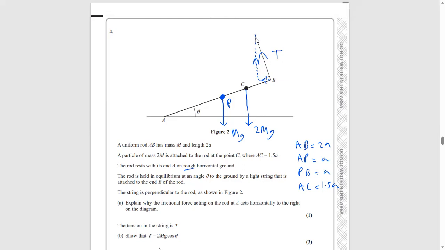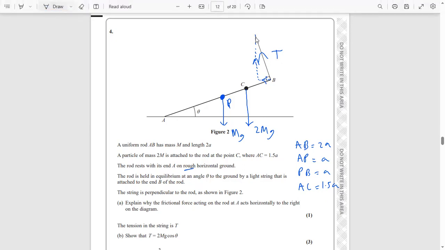Now let's think about our horizontal forces. We've got friction, which is obviously a horizontal force. Friction is acting on the surface, on the ground, horizontally. The only other horizontal force we've got is this component of tension, going to the left there.